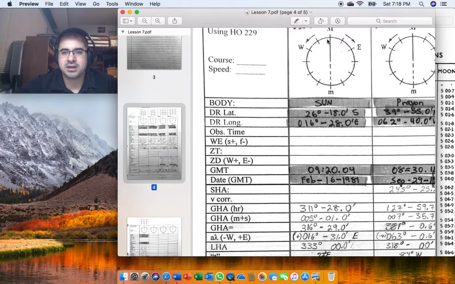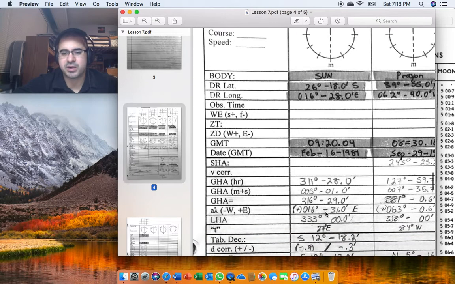Remember that we said your LHA is from M west counterclockwise to the body, and it's 333, so it's gonna be somewhere around here, right? So you do the line right here, and remember your T is gonna be from your M, either east or west, less than 180. So it's gonna be this angle right here, and that's the reason why it's east.